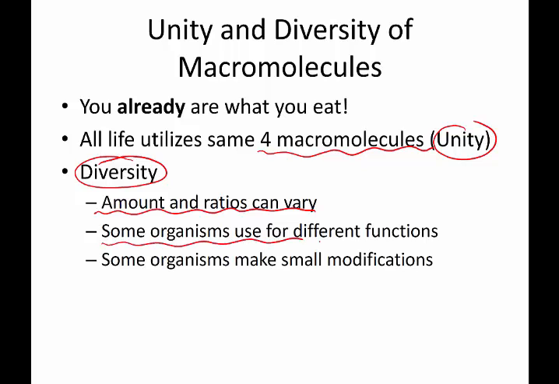Some organisms can also use these macromolecules for different functions. So we use sugar as energy and energy storage. Plants can use sugar for things like support. So again, going back to cellulose, that's the outside of a plant. So this plant body is essentially made up of cellulose, which gives it support. And some organisms can actually make small modifications of certain macromolecules. So we'll actually see in one of the questions coming up a modification to a sugar molecule.